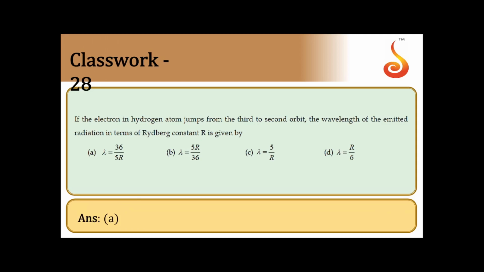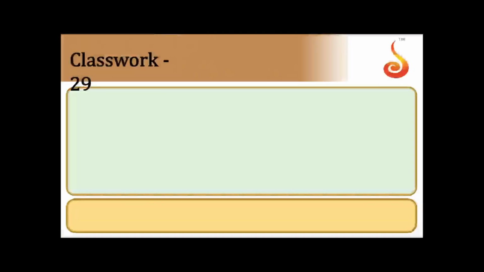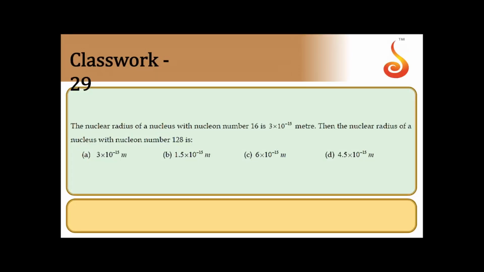So that completes problems on atoms. Now we'll move on to next chapter, that is nuclei. The nuclear radius of a nucleus with nucleon number 16 is 3 into 10 power minus 15 meter. The nuclear radius of a nucleus with nucleon number 128 is.